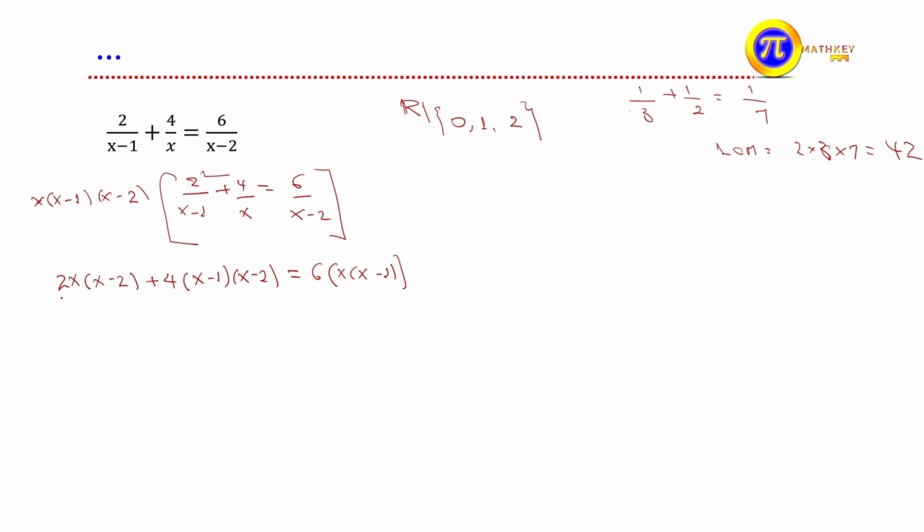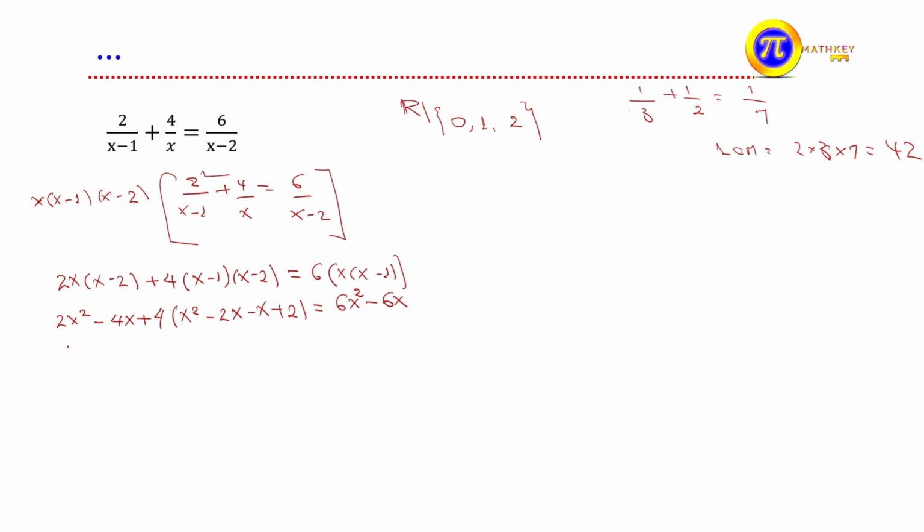Take the product of this. 2x times x minus 2 means 2x squared. 2x times minus 2 is minus 4x. Plus 4 times this one. x times x is x squared. Minus x times 2 is negative 2x. Minus 1 times x is minus x. Minus 1 times minus 2 is plus 2. It's equal to 6x times x, x squared, so 6x squared, minus 6x.